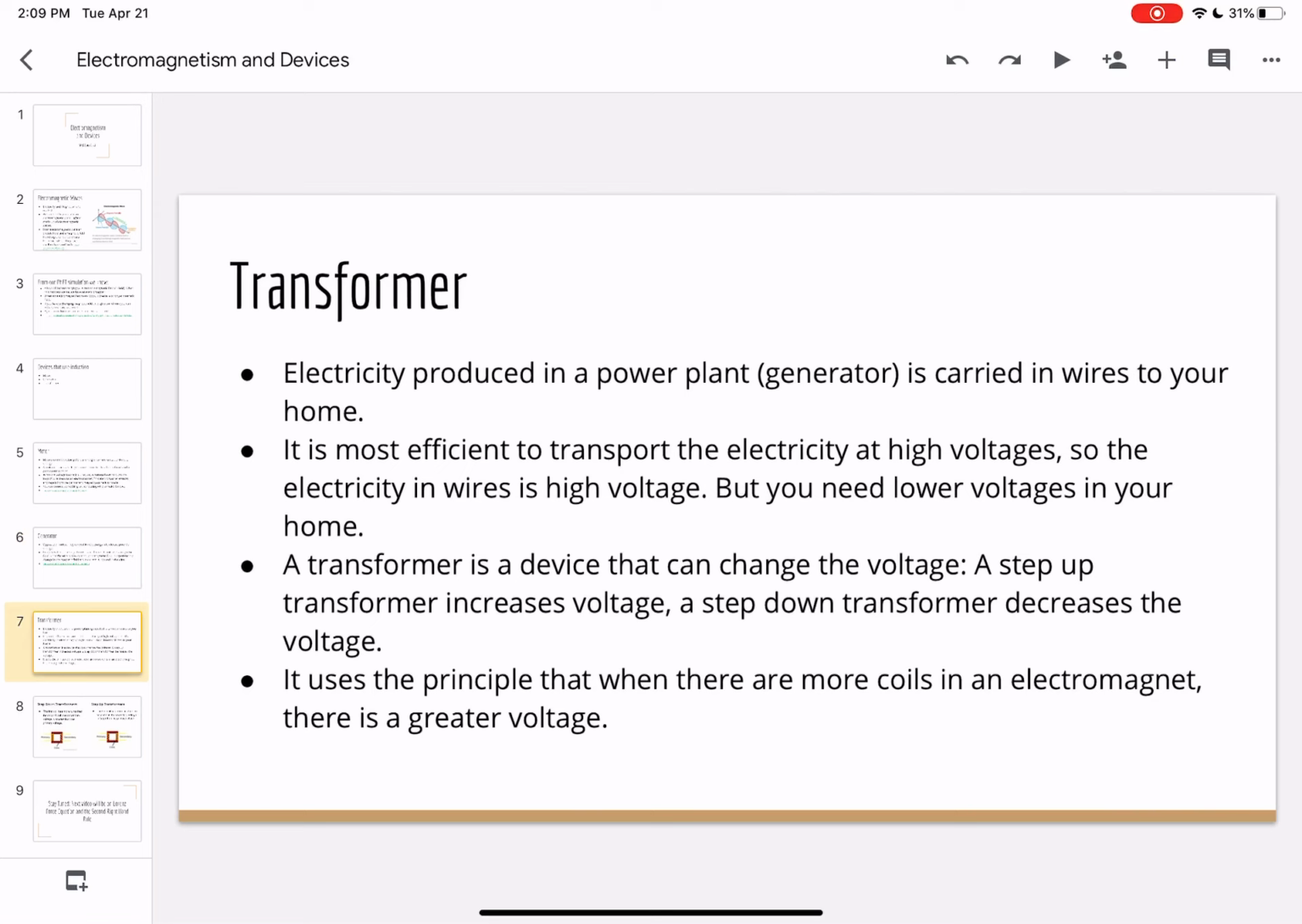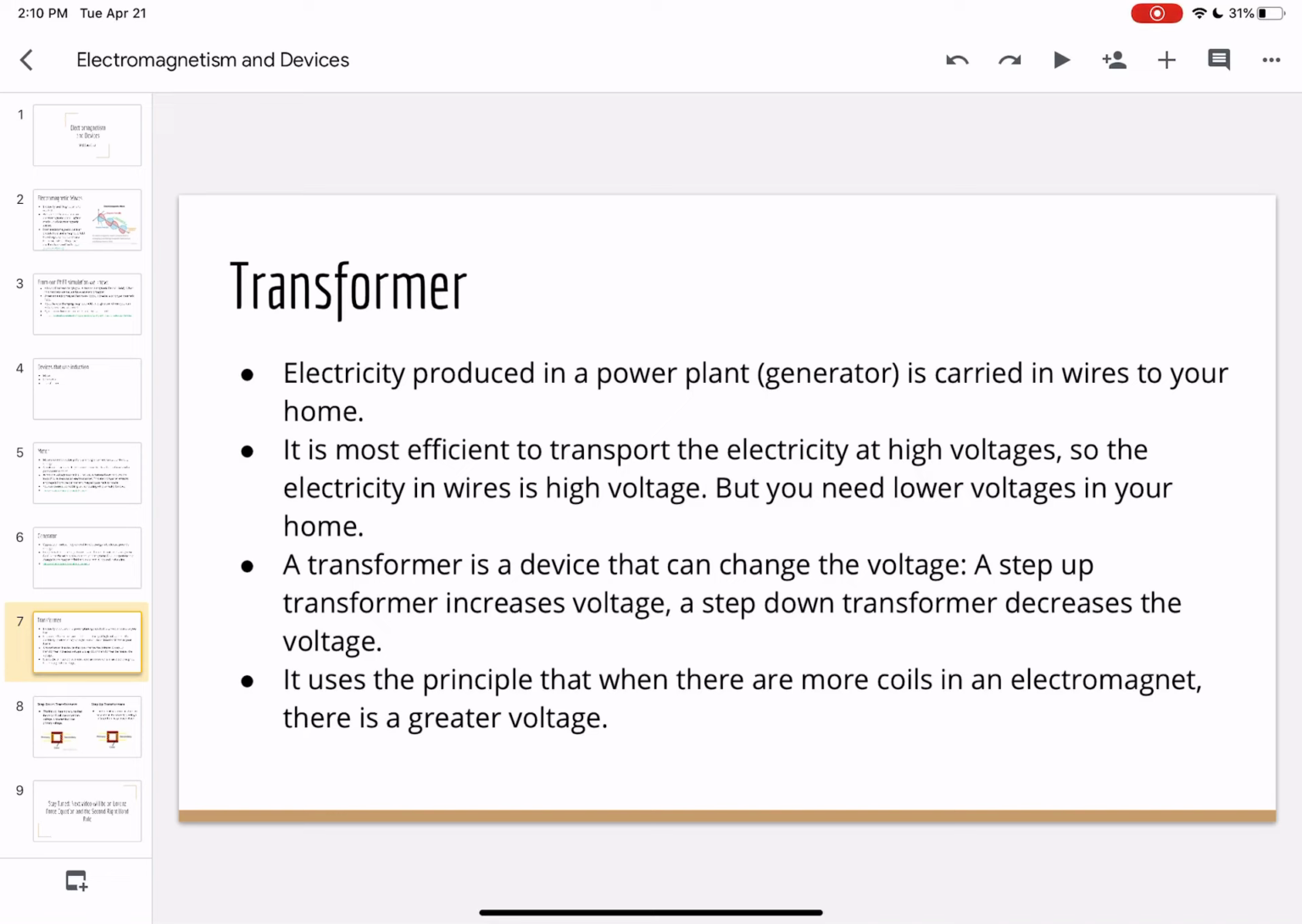The last thing I want to talk about is a transformer. So electricity is produced in a power plant by a generator, and it is carried in wires to your home. Those are the wires you see outside. It's most efficient to transport this electricity at high voltages. So the electricity in the wires that you see outside is high voltage. However, you can't use that high voltage in your house. It would be too dangerous. So you need a lower voltage in your home.